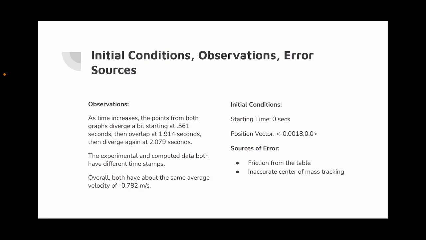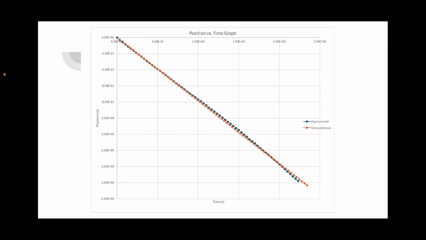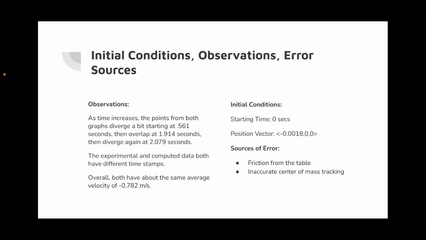For sources of error, we can observe that the experimental model becomes less linear as time increases. This is due to friction from the table. Any force that was acted upon the ball could have resulted in error, as there wouldn't actually be constant velocity, and any inaccurate center of mass tracking, as we are in Tracker tracking the center of mass by hand, some human error could have resulted there.